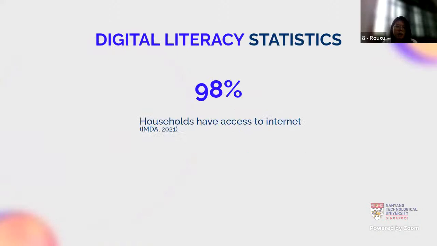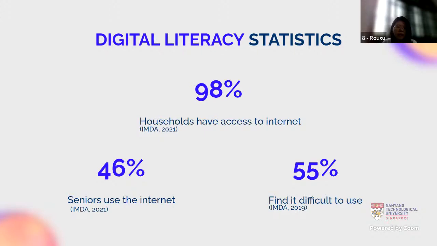While 98% of households in Singapore do have access to internet, only 46% of our seniors aged 75 and above who have internet access use it. And among the people who do not use the internet, 55% of them stated that they lack the knowledge to use it. In fact, 12% also stated that they are too old to learn. This goes to show that the lack of digital literacy skills is mainly in the older population.